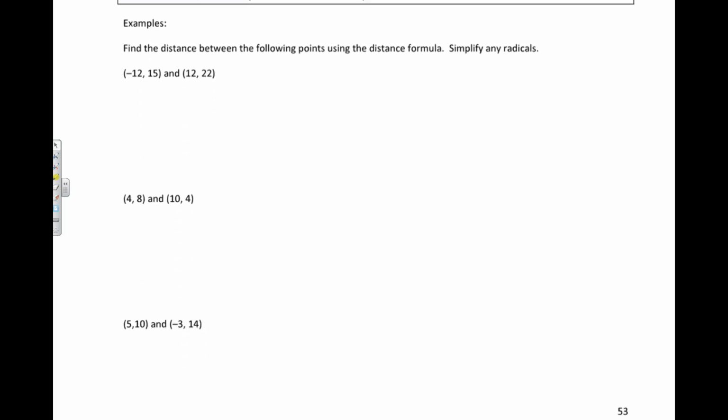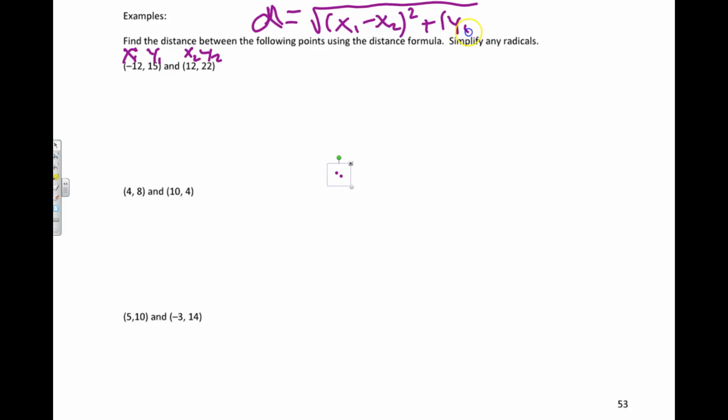All right, let's put this into practice now. We're going to find the distance between the points using just the distance formula, okay? So I'm going to label this guy, just like we were doing when we were doing slopes in Algebra 1. We're going to call him x1, y1, x2, y2. We're going to plug him into our distance, where distance equals the square root of x1 minus x2 squared plus y1 minus y2 squared.